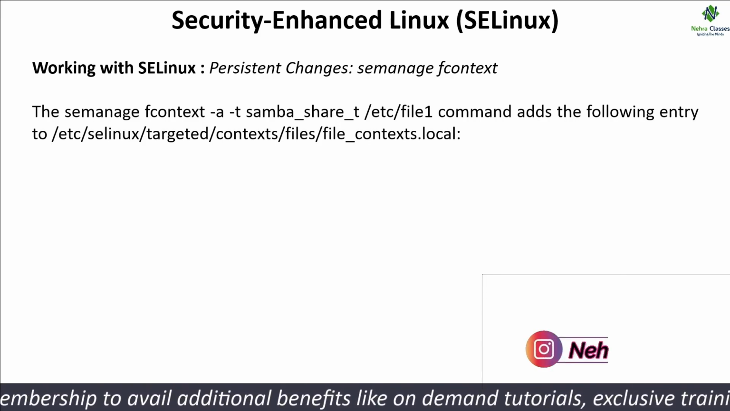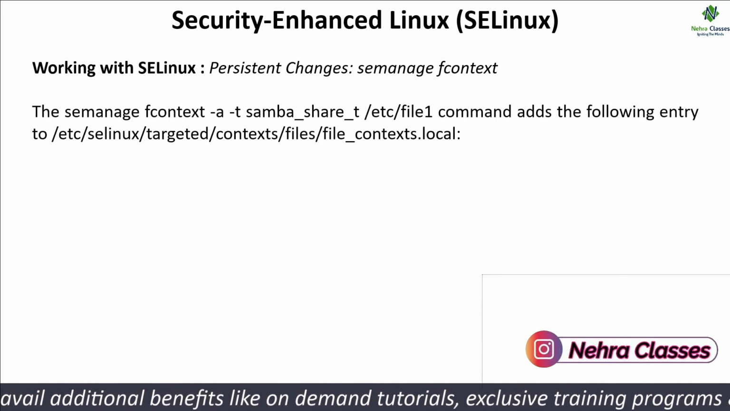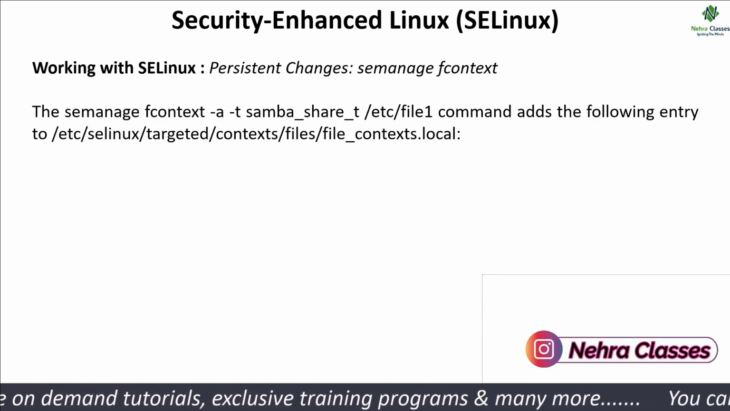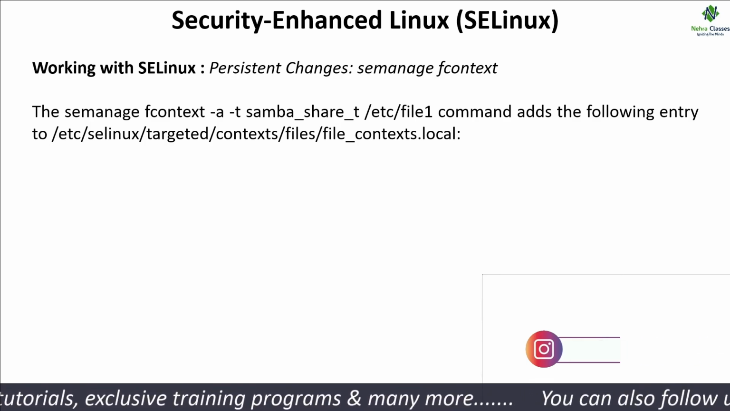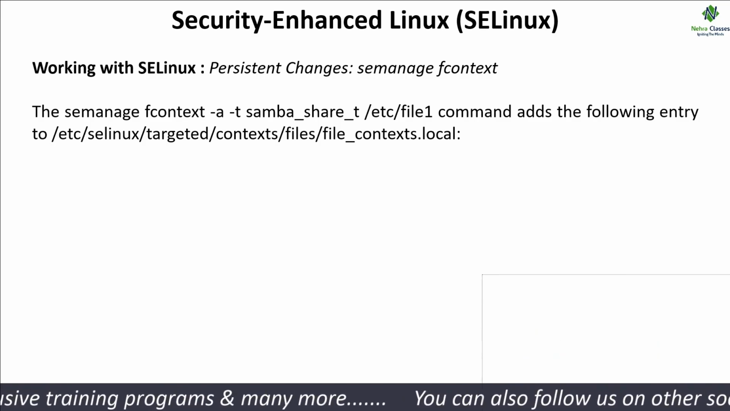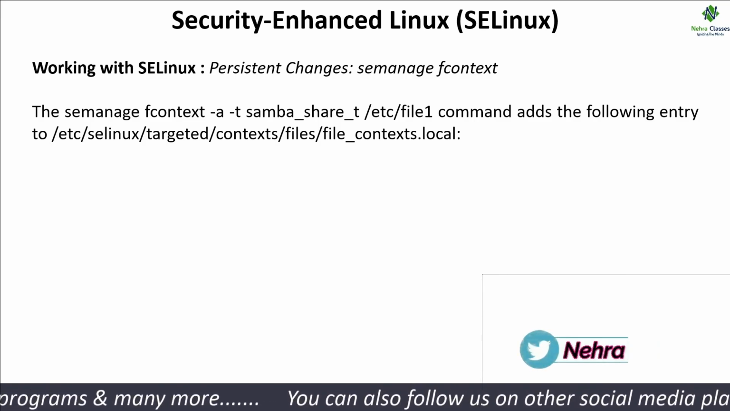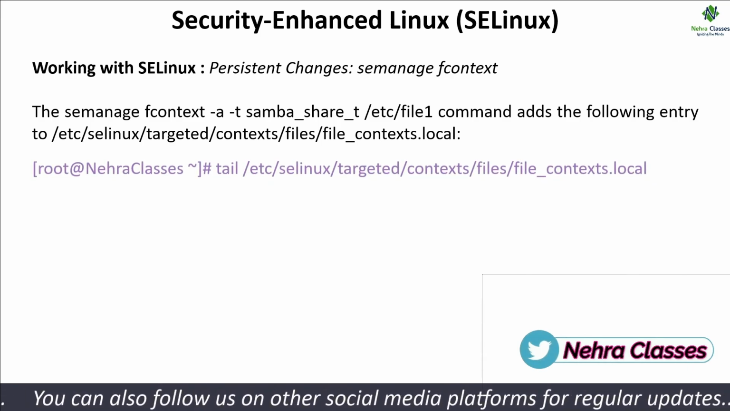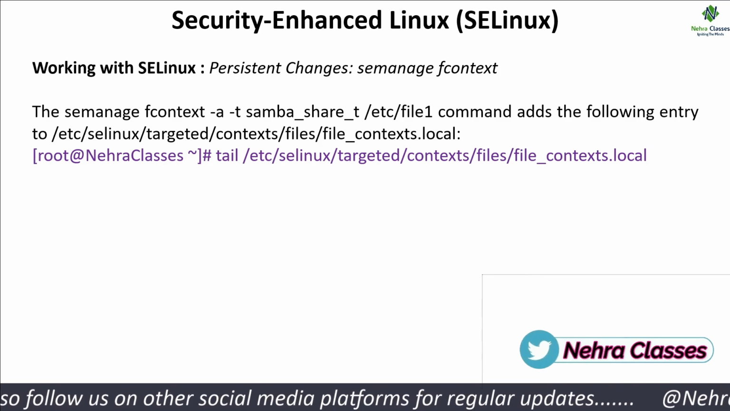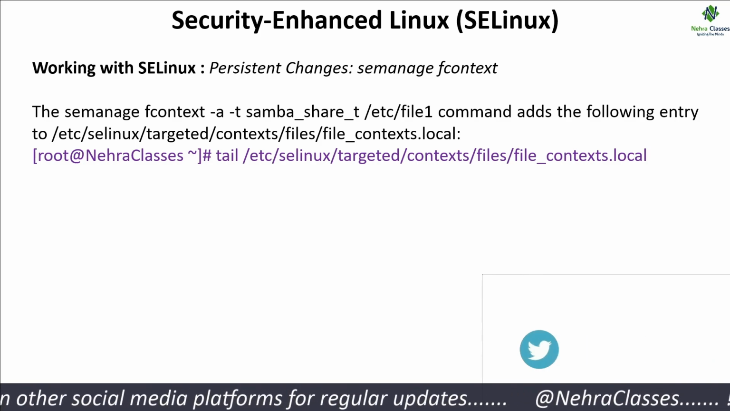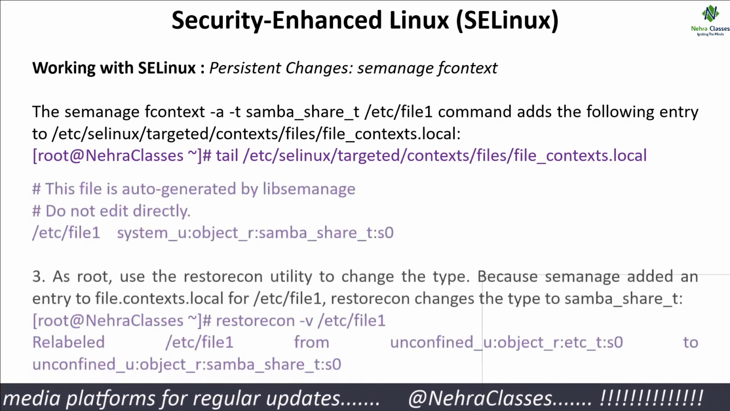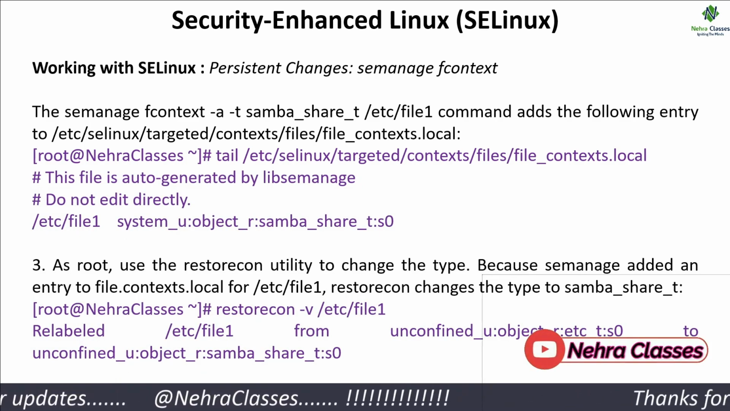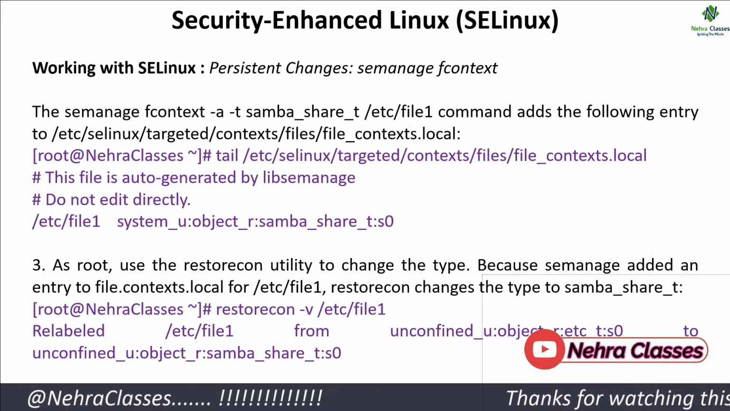The semanage fcontext -a -t samba_share_t and the file name command adds the following entry to the /etc/selinux/targeted/contexts/files/file_contexts.local. So to see these changes, we can execute the tail command for this file and it will show up like this. Now as the root user, use the restorecon utility to change the type.